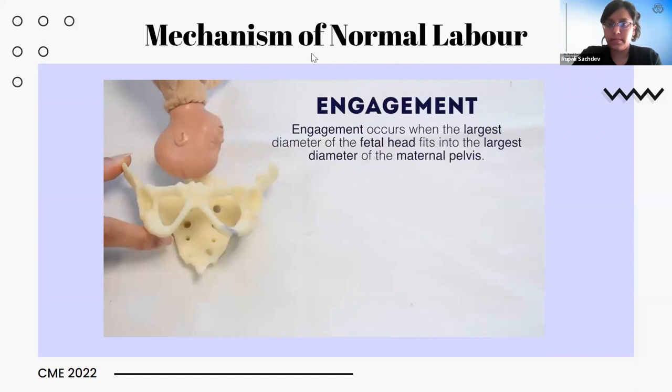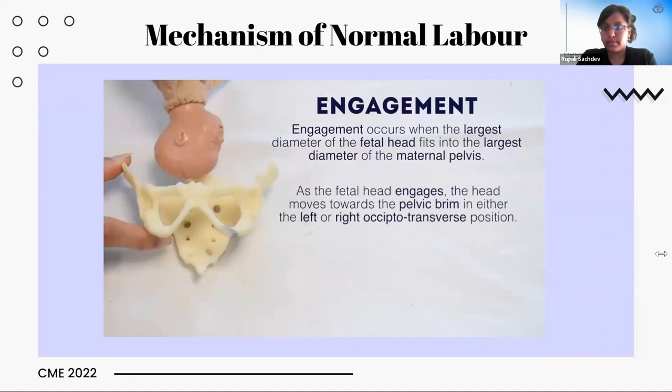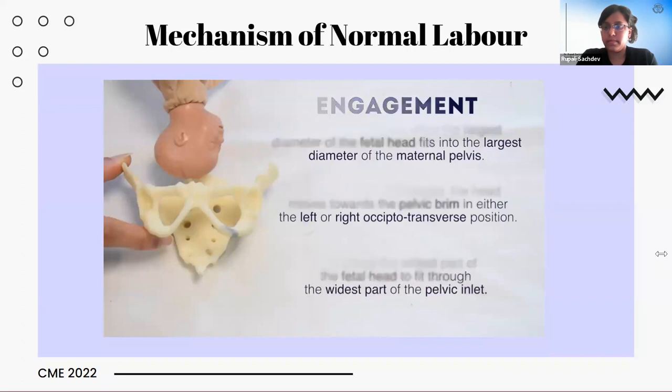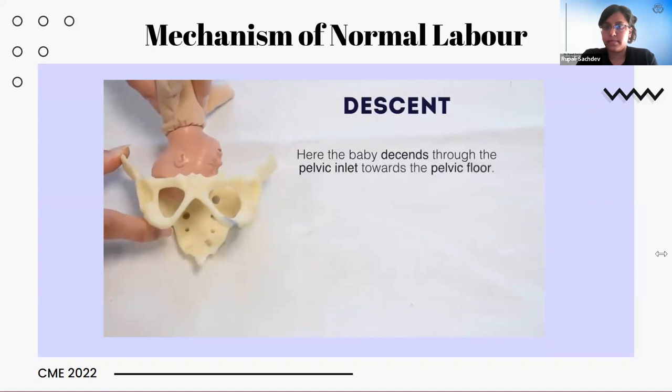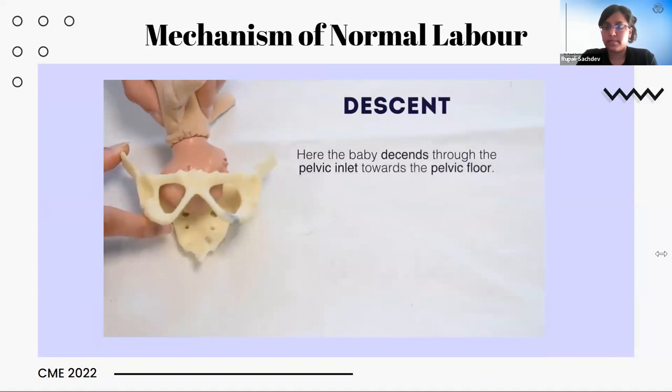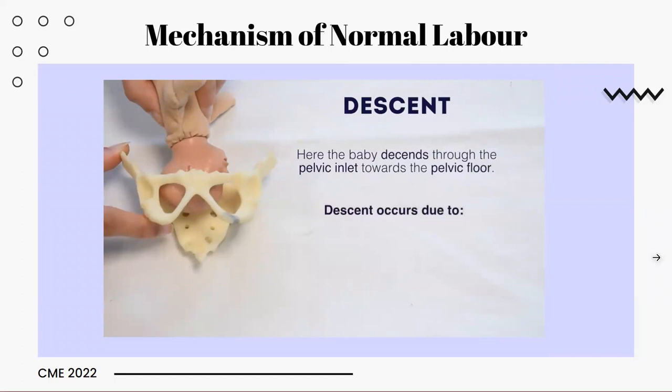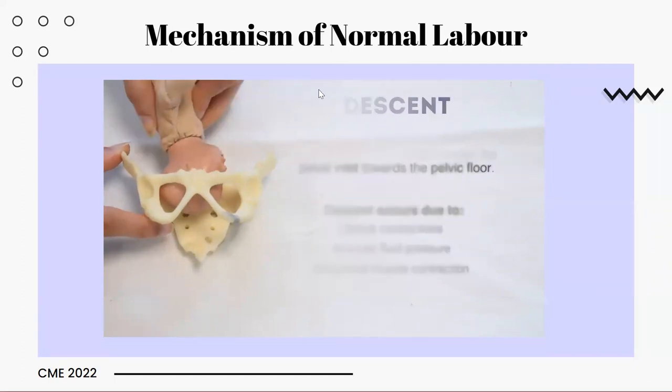As the fetal head engages, the head moves towards the pelvic rim in either the left or right occipital transverse position. So the widest part of the head fits through the widest part of the pelvic inlet. Descent. Here, the baby descends through the pelvic inlet towards the pelvic floor. Descent occurs because of uterine contraction, pressure of the amniotic fluid, and voluntary contraction of the abdominal muscles by maternal effort.